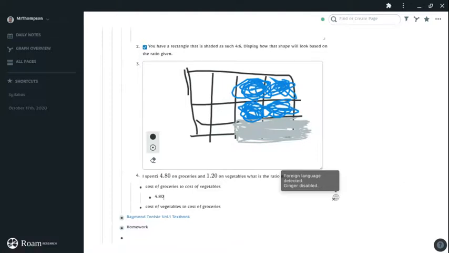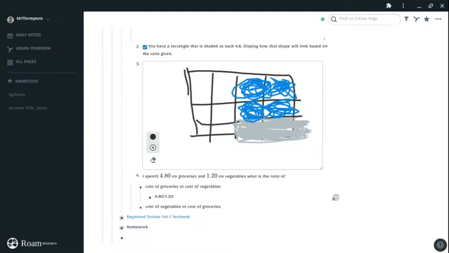$5.20? No. The cost of groceries was $4.80, correct? So it's $4.80. And then the cost of vegetables was $1.20. So $6. So the total amount of money spent would be $6. But they didn't ask you to represent it.